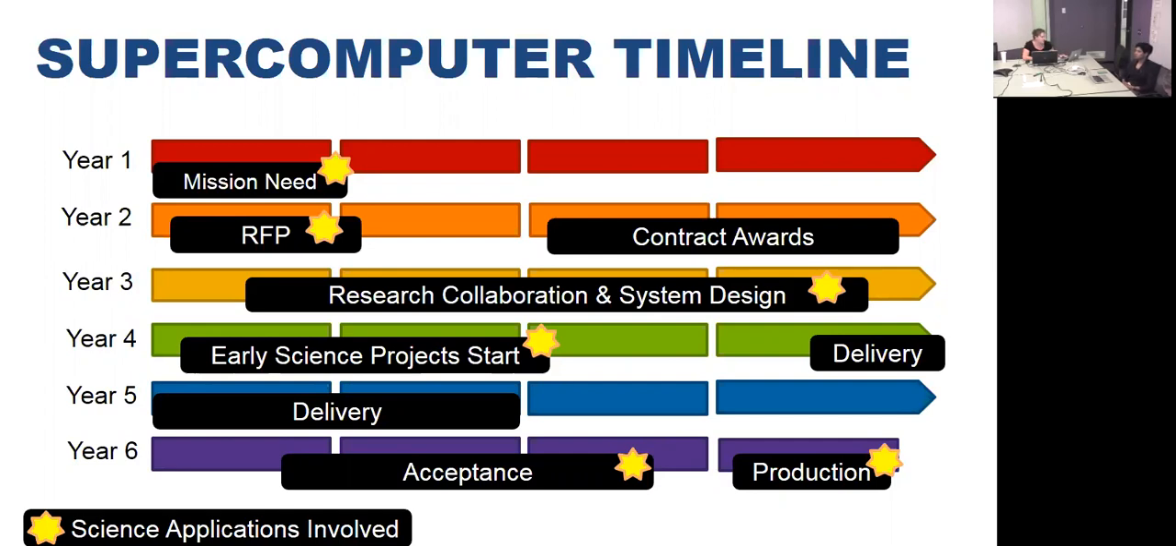Every place that there's a star, we're often bringing in a different suite, or an additional suite, of science apps that are trying to change how the machine is deployed. From the mission need side, we're still talking very high level science, but there's an RFP call in year two, right? This is a call where we go out and say to the vendors, here's some sample science applications. Show us how well the machine you might propose will do on these science applications. Give us a sense of how effective you'll be for a general workload that we're trying to describe.